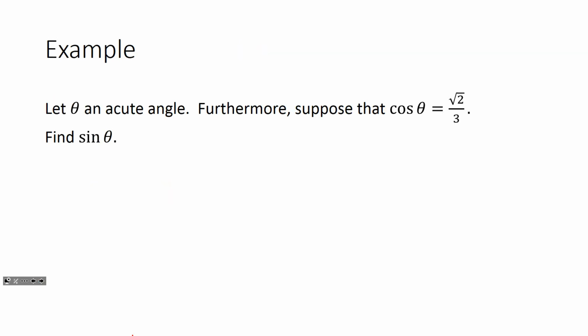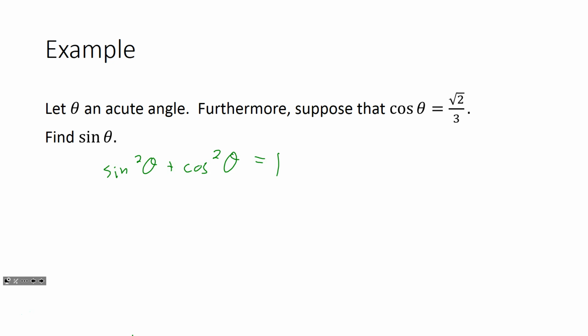And of course, let's apply this to an example. Let theta be an acute angle. So in other words, it's just one of the two angles in a right triangle, other than, of course, the right angle itself. Furthermore, suppose that the cosine of theta equals the square root of 2 over 3. Find the sine of theta. Well, we now have an identity that will allow us to do that. The identity we're going to use is sine squared theta plus cosine squared theta equals 1.